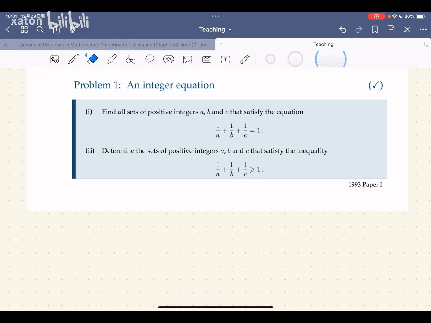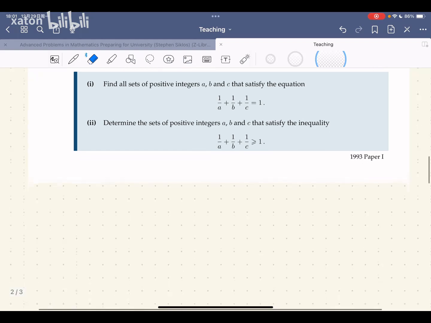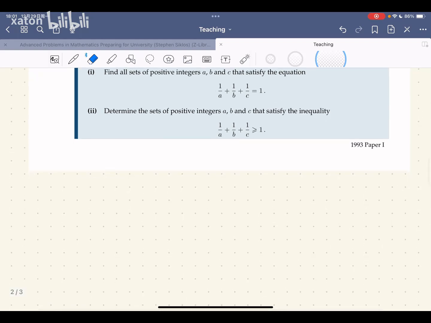Okay, let's start with problem 1, an integer equation. This is a little bit about number theory. Let's get started with the question. We know that the question is very symmetrical. We don't really have to change it to another form, even though we can. We can change it to something like AB plus BC plus CA equals ABC.